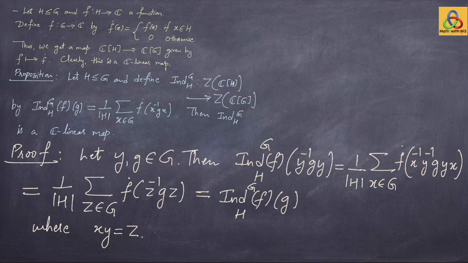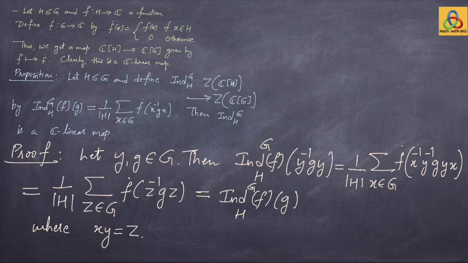Right now, I am not saying that you can extend it to a character of some representation. You can at least extend it to a class preserving function on the group G. And in fact, it will turn out that it will be a character of some representation that comes from the representation of the subgroup. So this shows that induction is a well-defined map. It goes from the center of the group algebra of the subgroup to the center of the group algebra of the group G. And linearity is something very obvious. So I will leave it as homework.